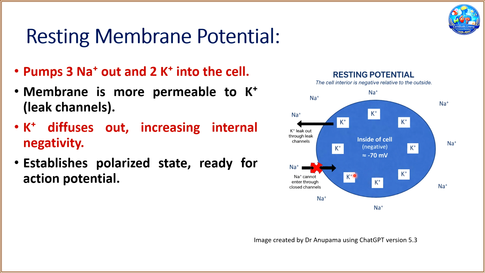Thus, the resting potential is established by a combination of active transport and passive diffusion mechanisms. It represents a polarized state of the neuron, preparing it for the generation of an action potential when stimulated.